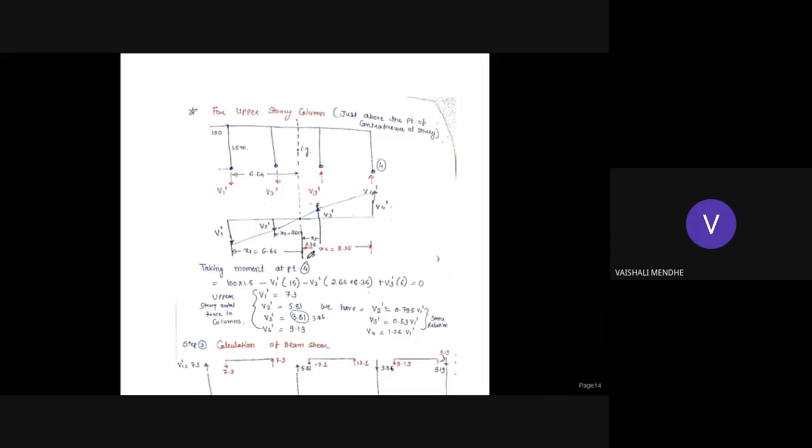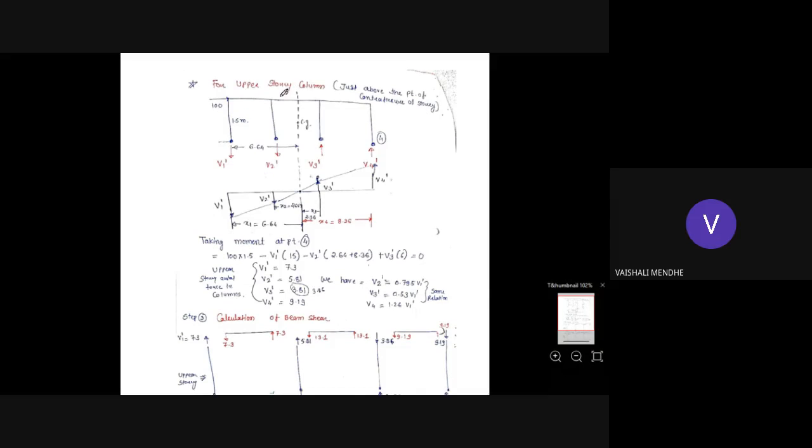we'll consider for upper story column. For upper story column again we have to find out the axial forces, so that I have denoted it by V1 dash, V2 dash, V3 dash and V4 dash. Okay, so here again we'll show the frame just above the point of contraflexure of the upper story. So this is how I will consider upper story and the frame just above the point of contraflexure.